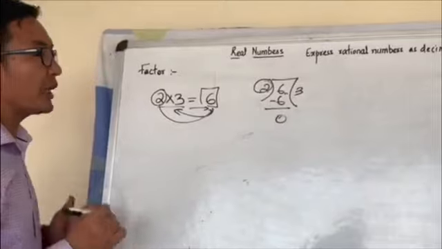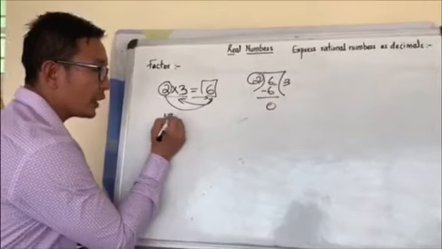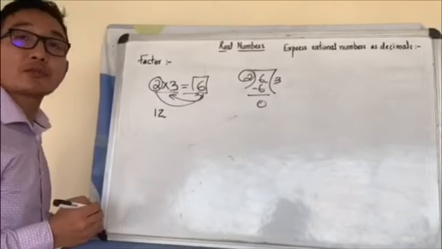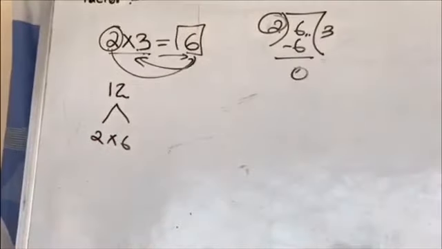So the example: let's say, what are the factors of 12? 2 times 6, and 3 times 4.